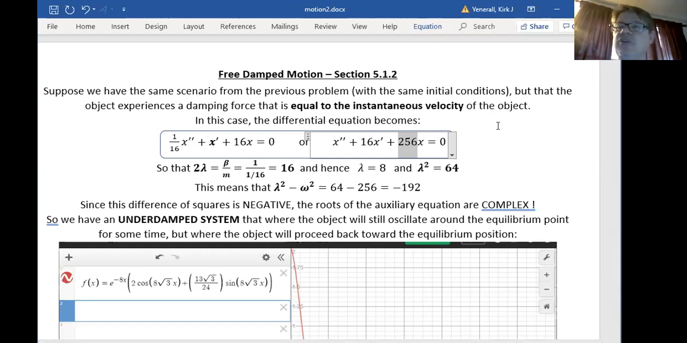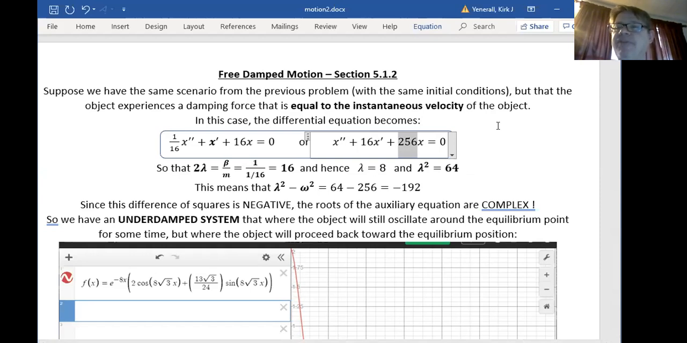The omega squared is still 256 here. So how does lambda squared and omega squared compare here? The lambda squared is less than the omega squared. Lambda squared minus omega squared is going to be negative 192.